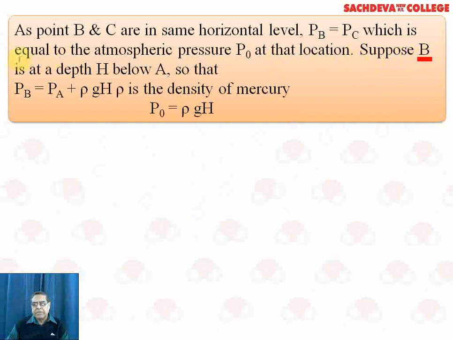Suppose B is at depth h below A, so PB is equal to PV plus rho g h. When we write this equation, basically we are saying that pressure is h d g, where d stands for density. Here we are taking density as rho. So rho is the density of mercury and P0 will be rho g h.